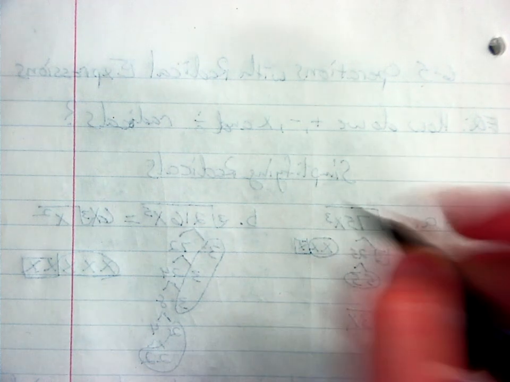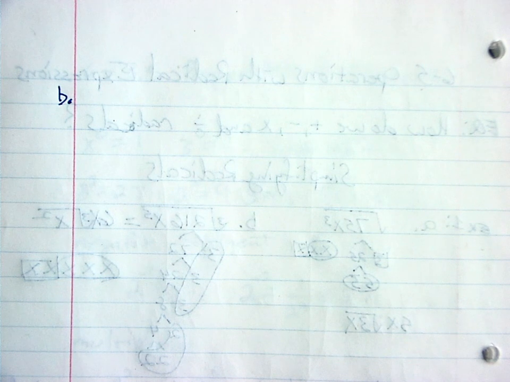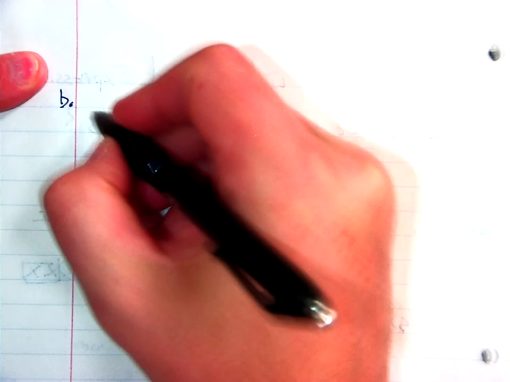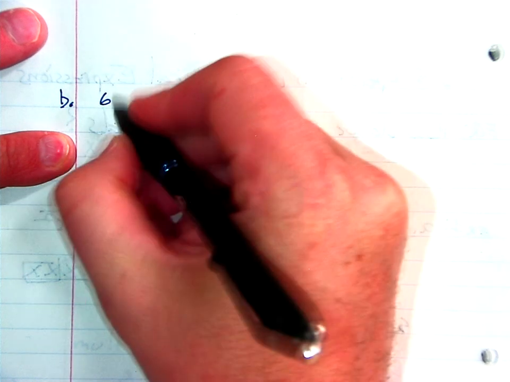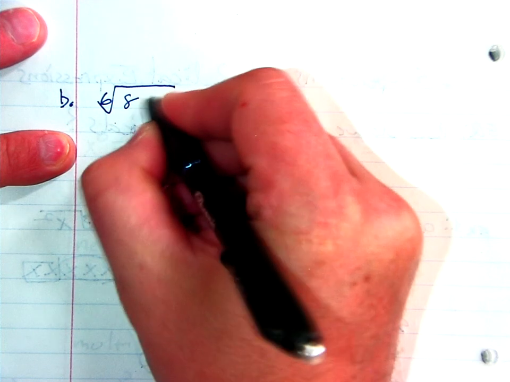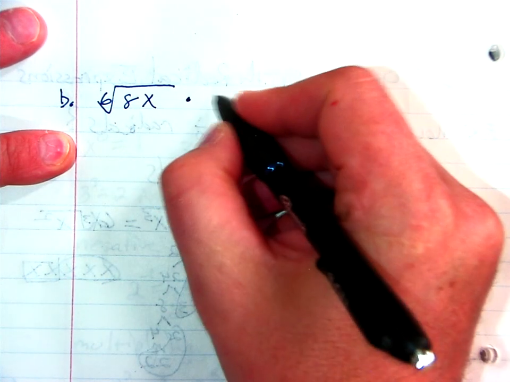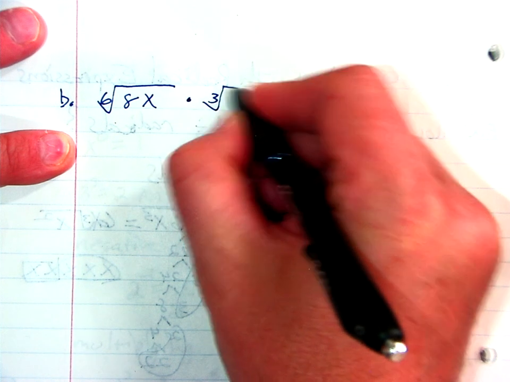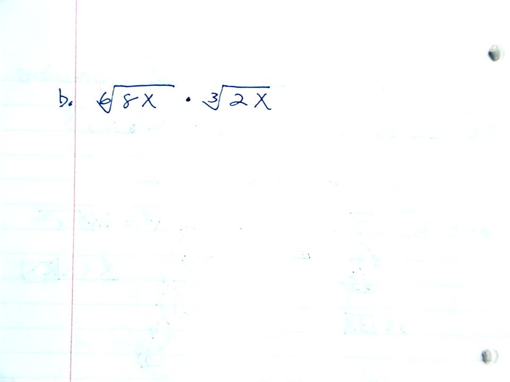All right, so this is letter B. This is example 2, letter B. This one, put on your thinking caps. We have the 6th root of 8x times the cube root of 2x. This is big boy, big girl math.